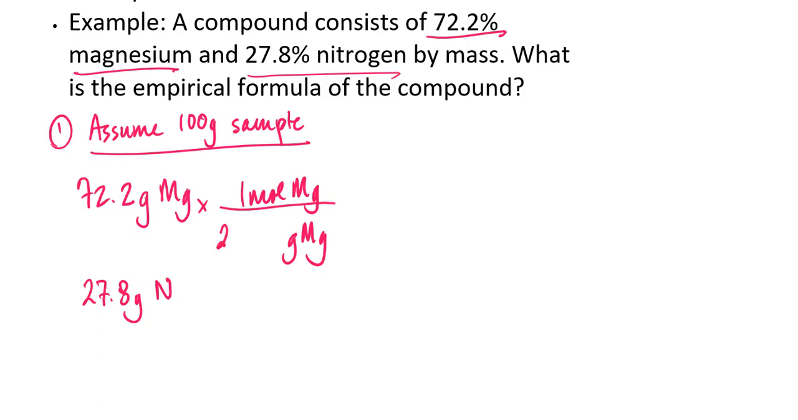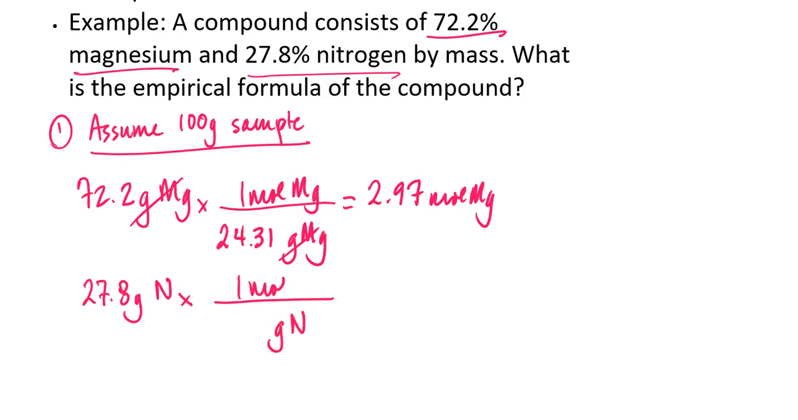If I look in the periodic table, I should be able to find that the molar mass of magnesium is 24.31 grams per mole. And so if I go ahead, cancel my units, and do the math, that tells me that I have 2.97 moles of magnesium present in this compound. Now, if I repeat the process for the nitrogen, then I'm going to convert the grams of nitrogen to moles of nitrogen. And so grams per mole, the molar mass of nitrogen, if I look in the periodic table, should be 14.01 grams of nitrogen per mole. So if I cancel my units and do the math, then once again, I get 1.98 moles of nitrogen present in the compound.